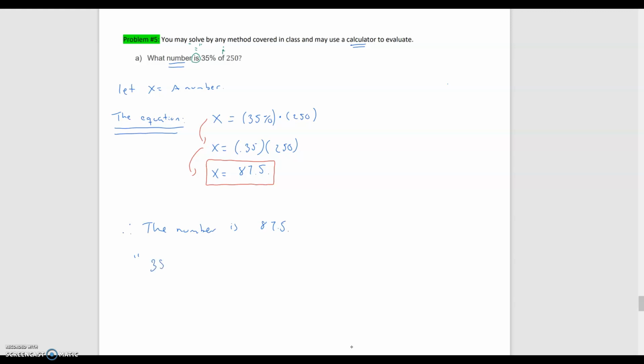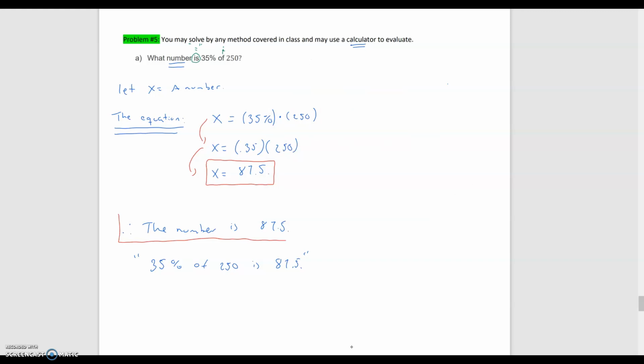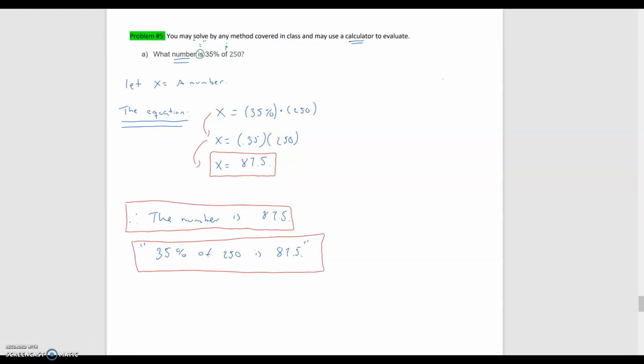35% of 250 is 87.5. Either one of these two versions is fine. Word problems typically have as a formality that we write them as a sentence as we're concluding the problem.